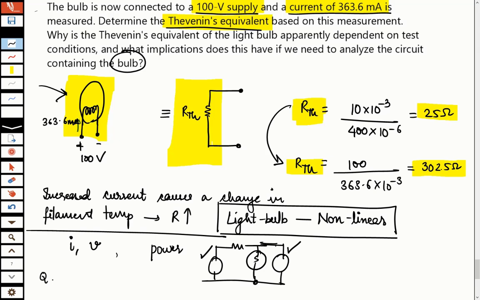Why we can't? Because power is proportional to V square or I square, right? It is not linearly dependent on V and I. So we cannot say that power dissipated due to this source plus power dissipated in this resistor due to this source should be the total. We cannot use superposition in non-linear conditions. We cannot compute non-linear elements or non-linear parameters using superposition, nor can we use superposition or Thevenin equivalent in non-linear circuits. Next question.